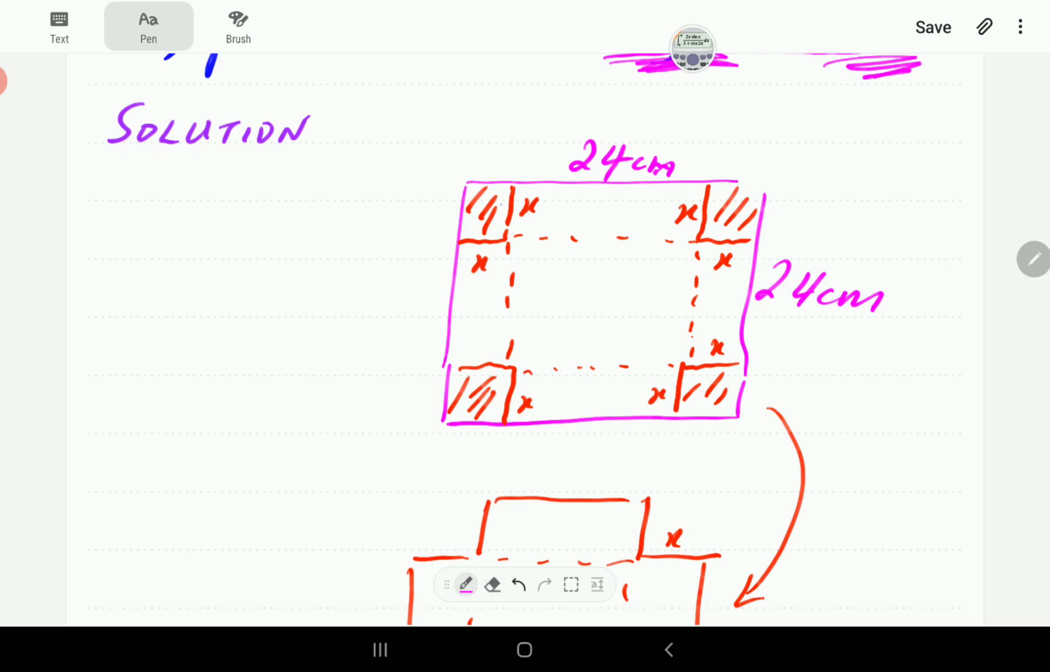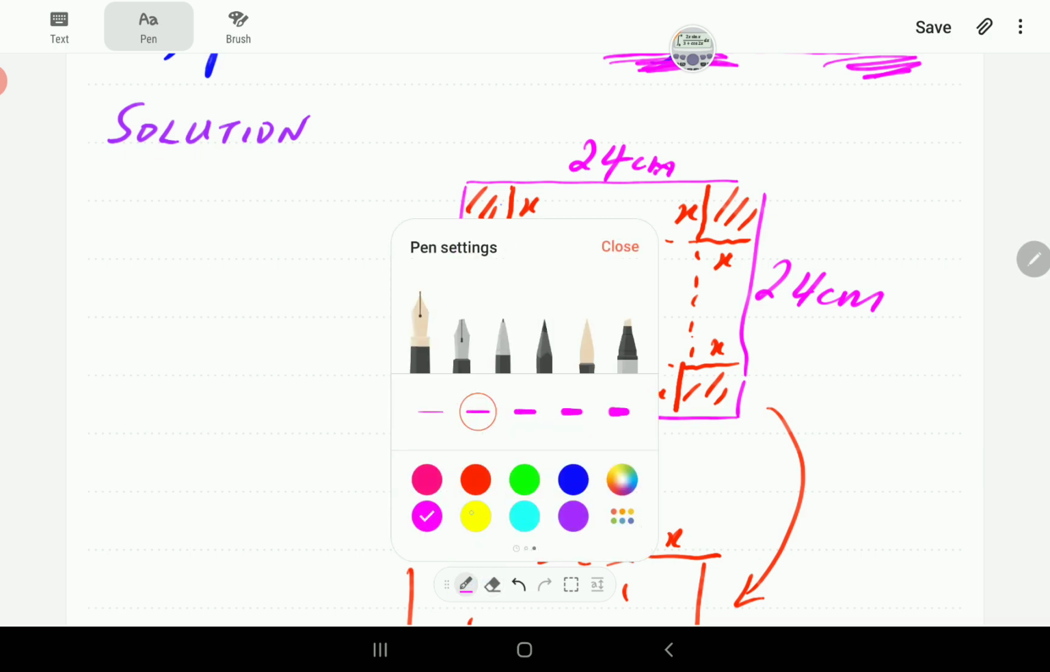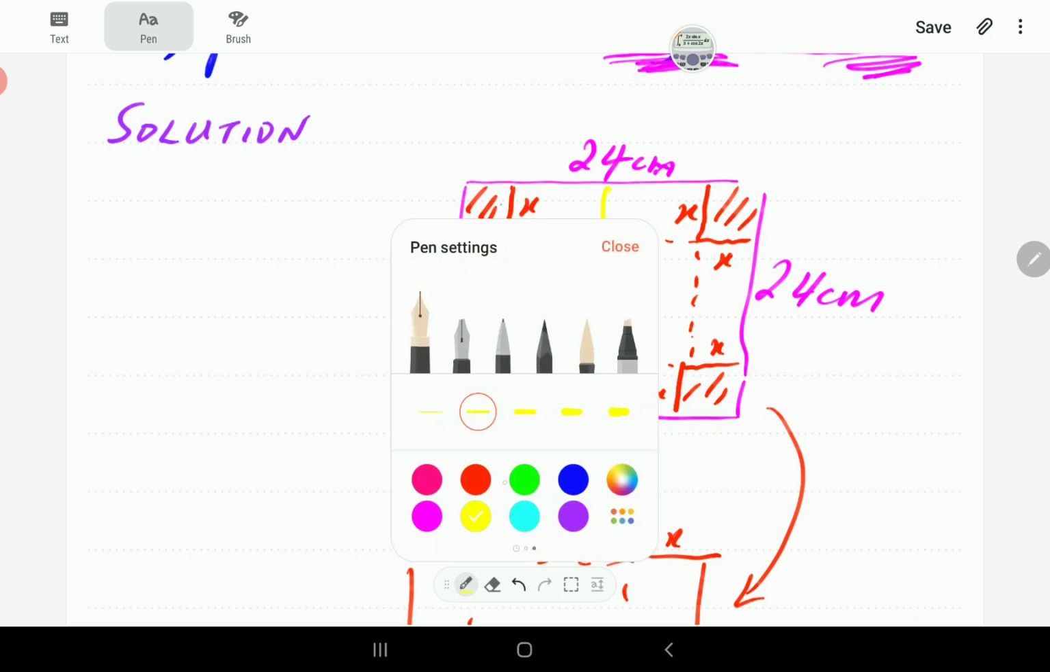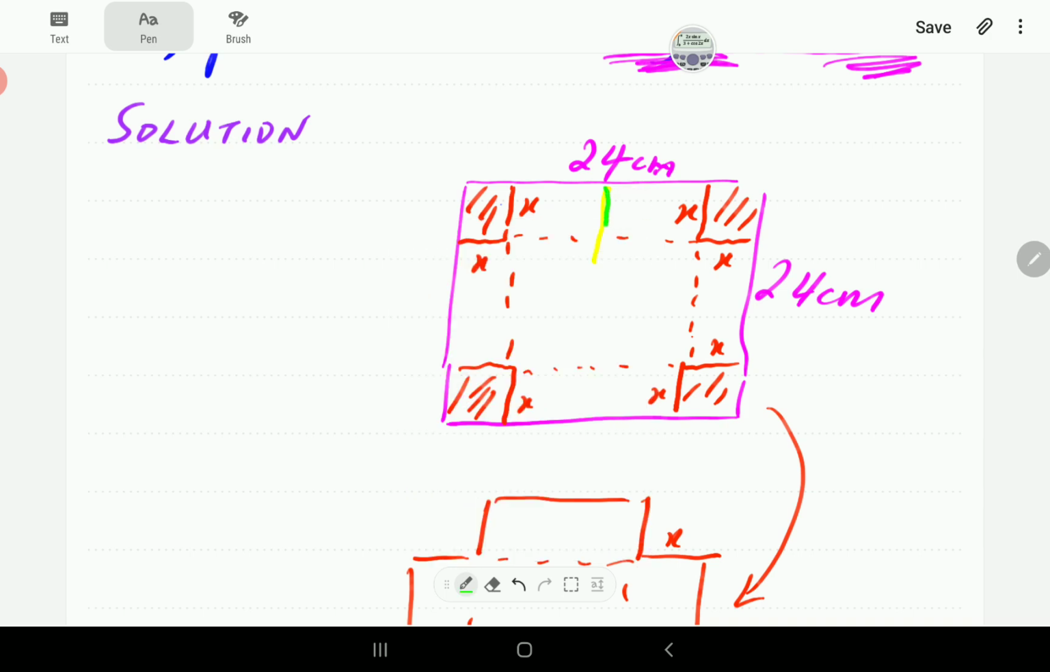So for x equals 12, this is saying we're going to cut out a square of size 12. Let's use a better color here. Let's use green. I'm going to cut out a square of size 12 here, here, there, and there.